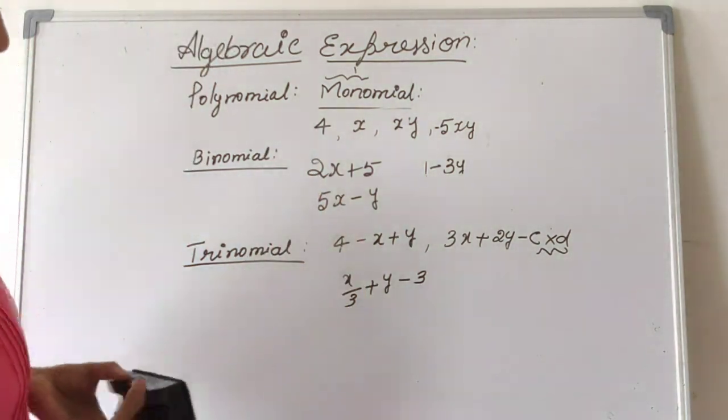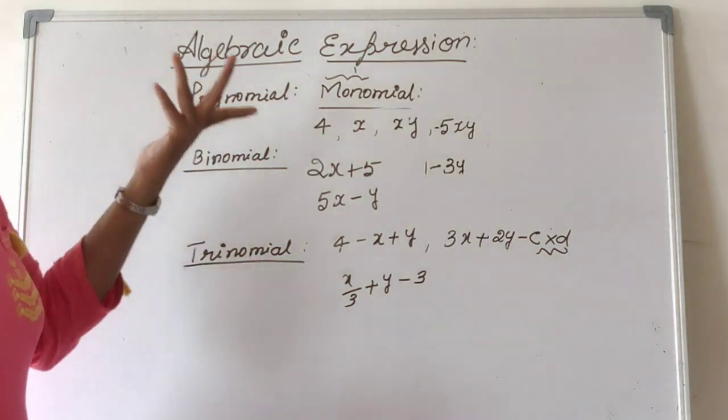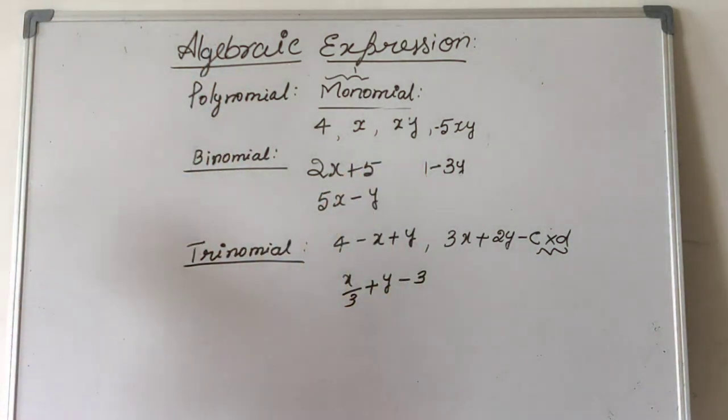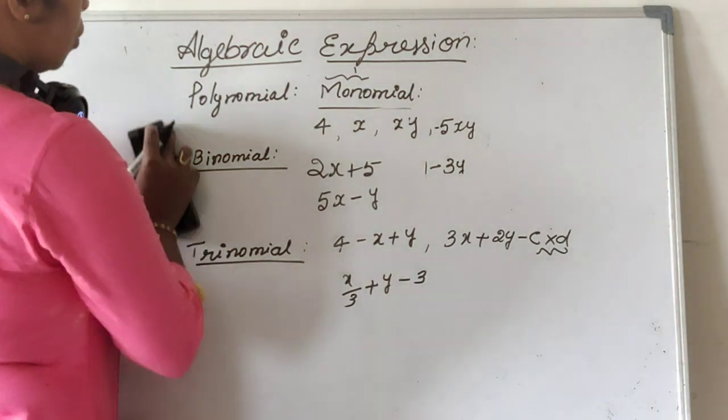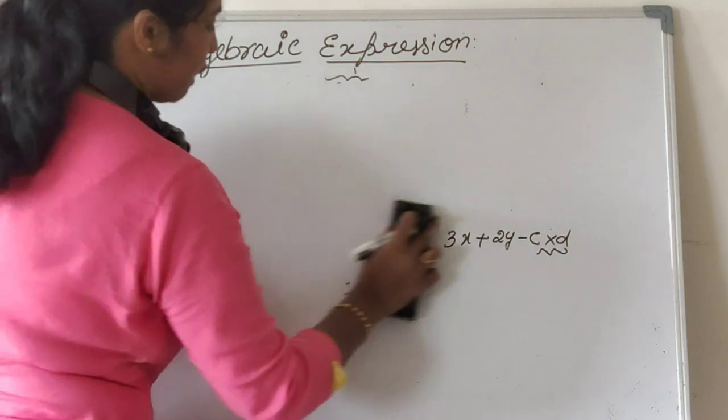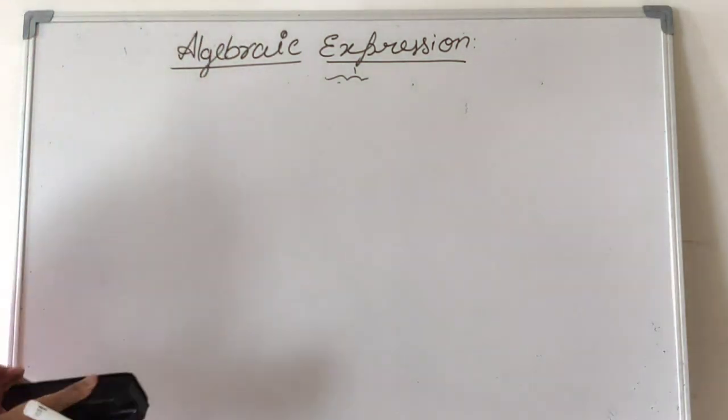Remember that one. Okay. When more than three terms come, we call that just a polynomial. We are not giving any names. Only three names are there for you: monomial, binomial, trinomial.